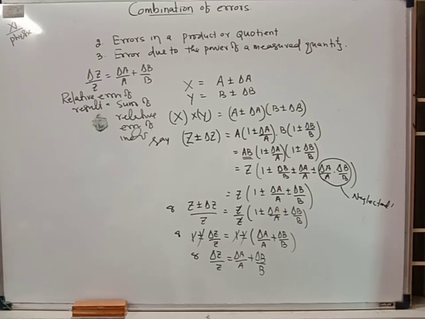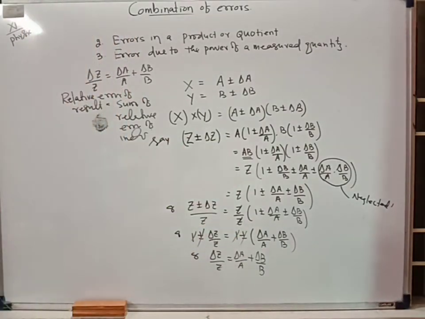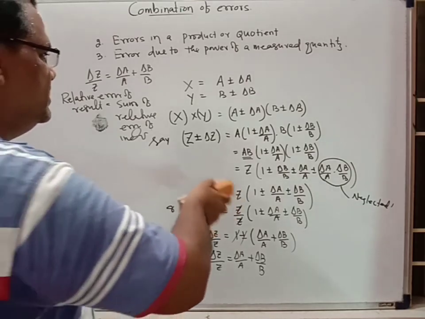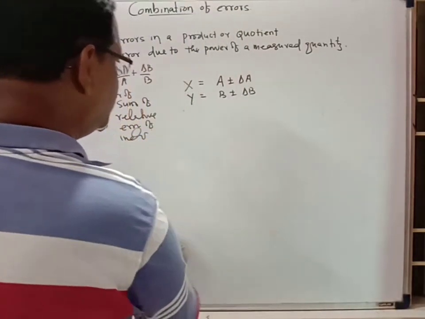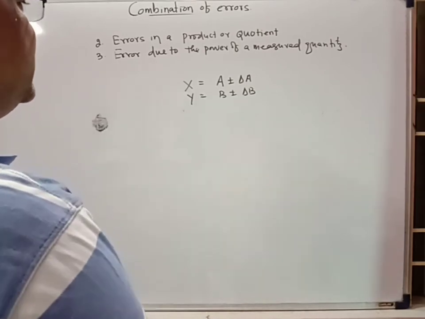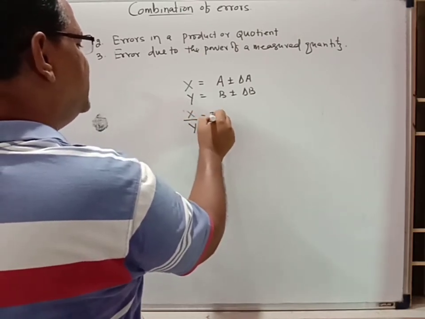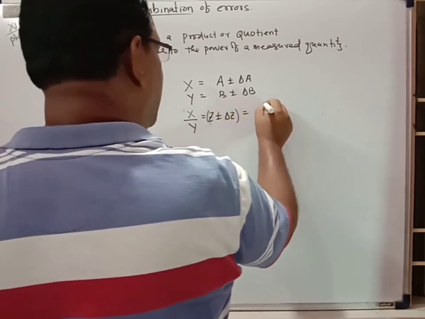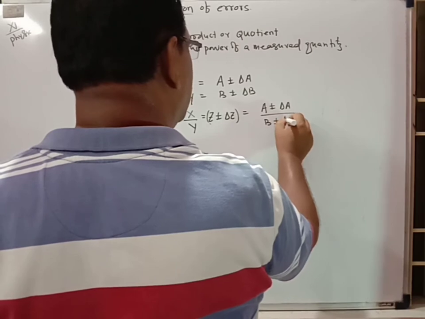This holds in case of the product, and also in case of the quotient. In case of the quotient also, we will be finding the same case. Suppose how it will be, just we are doing it. In case of the division, suppose x is this one, y is this one, x upon y. If you talk about x upon y, you can take it as Z plus or minus delta Z. Say this is the result part. So it will be equal to A plus or minus delta A divided by B plus or minus delta B.